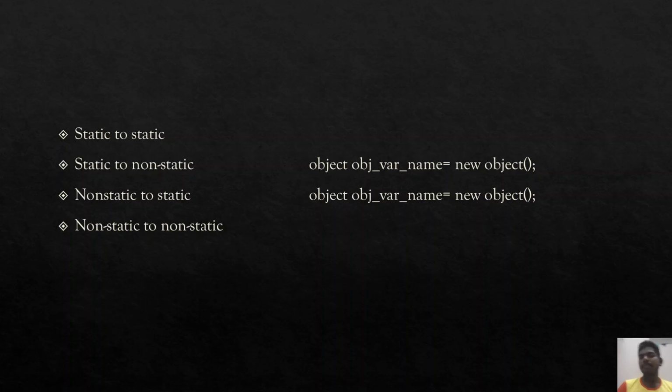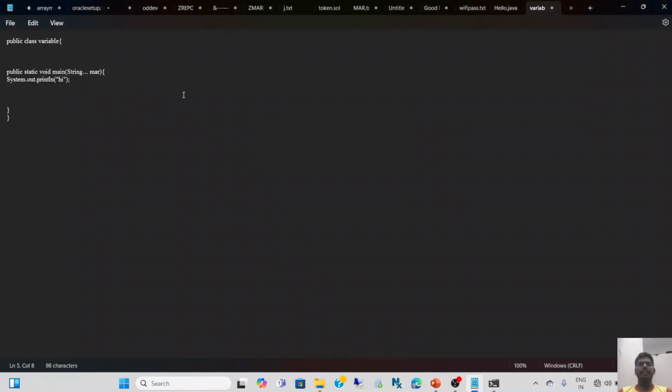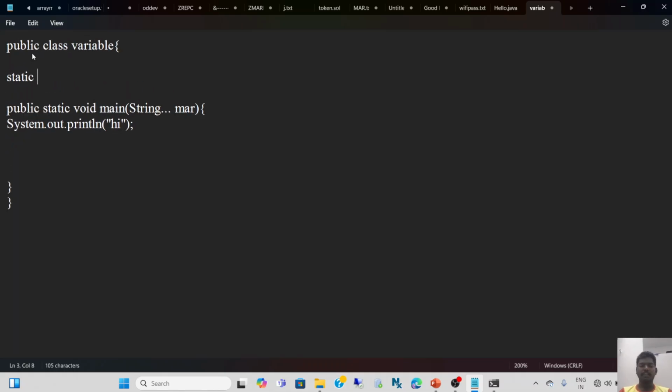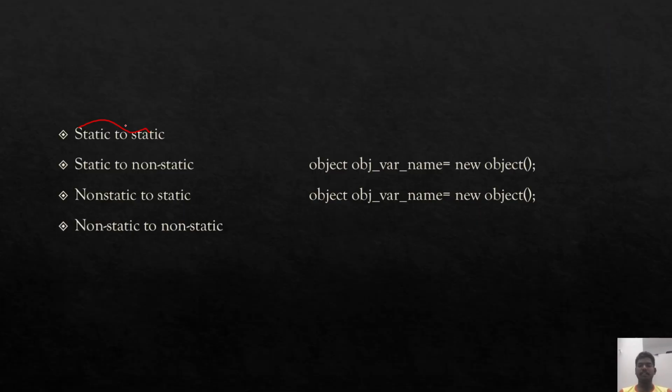I have a small formula for you. We create the static and non-static method. Call the value directly, static to static, without creating any variable. We can try this: static int i equal to 10. Now I can call the value directly.